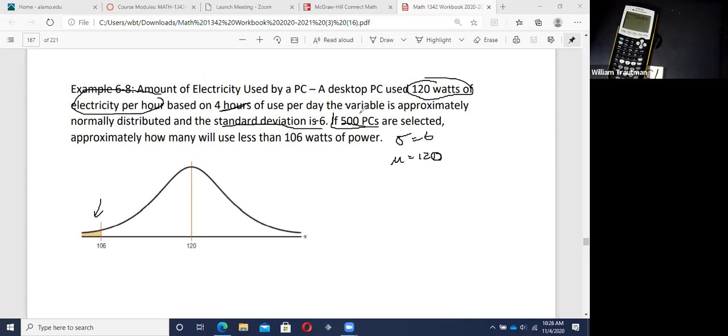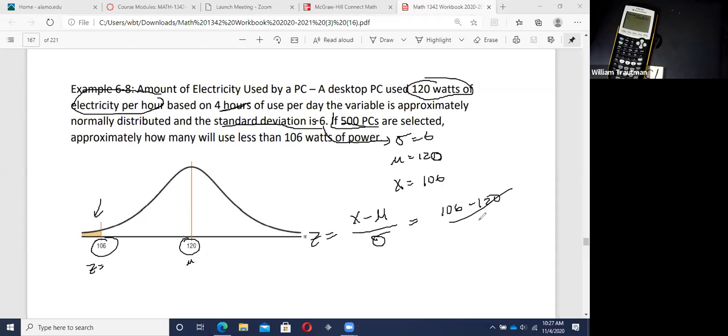500 PCs are selected. How many will use 106 watts? So 106 is our X. That's the value we're looking for, the X value. The formula is X minus the mean divided by the standard deviation. That's how you find your Z value. X is 106. The mean is 120. There's the mean right there. And the standard deviation, we said, was 6.